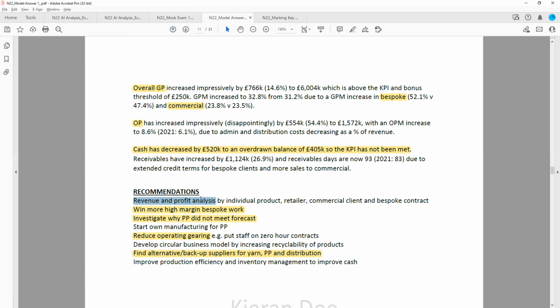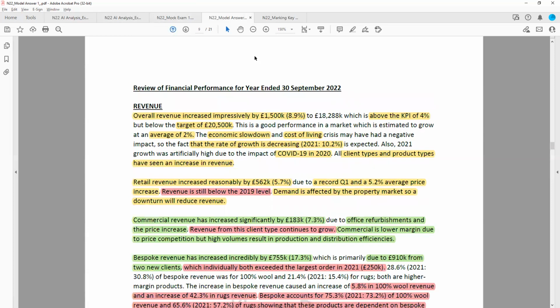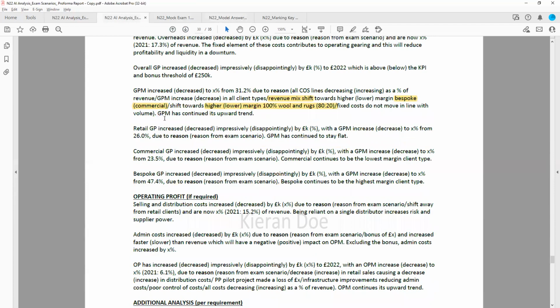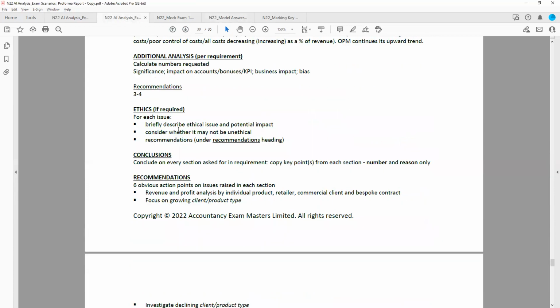It's usually good to suggest in requirement one some further analysis. So we could have some further analysis, like by retailer, for example, or by commercial client or bespoke contract. It'd be nice, as we said with revenue at the time. I said it'd be nice to have some breakdown of the retail clients, and we could work out average order per client. That would enable us to do some more analysis. So that was a good recommendation there.